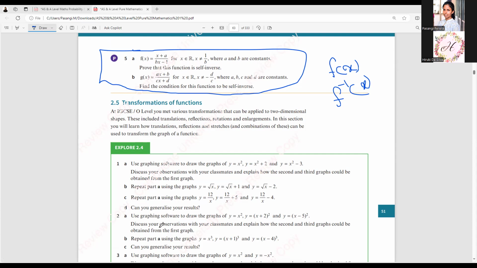Teacher, I did the fifth question part A. Part B, I'm connected. Okay.